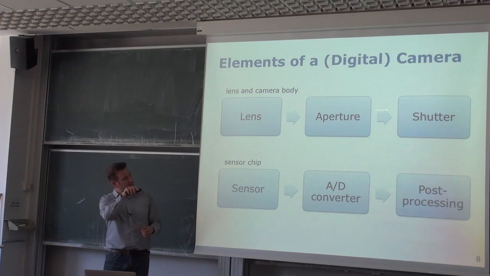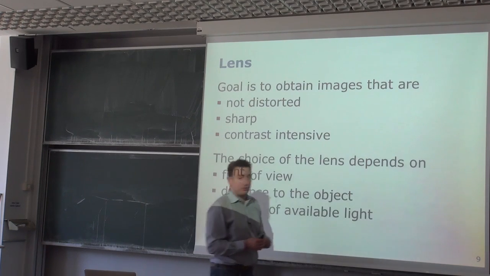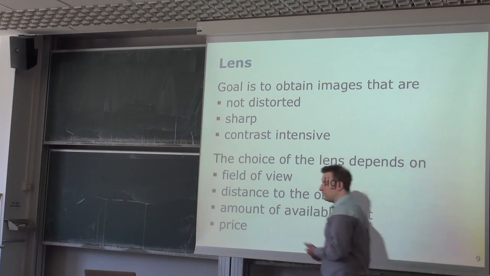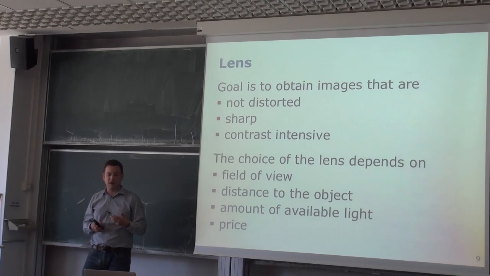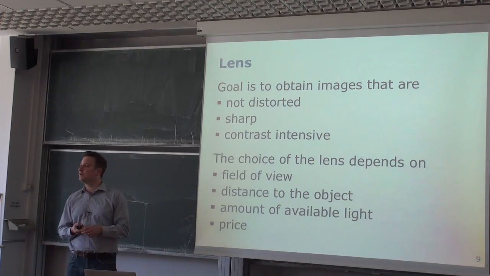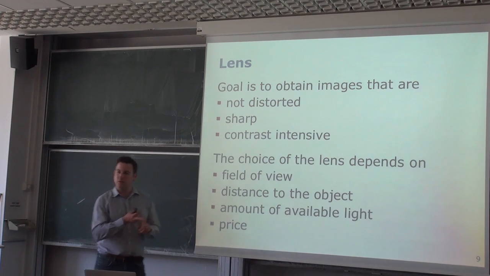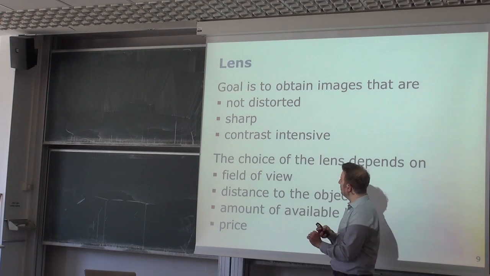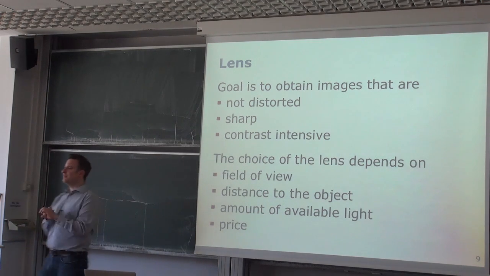Actually, we'll start from here and make a tour through the individual elements. So if we look at the lens, or in German Objektiv, that we typically mount in front of our cameras, the goal of those lenses is that we want to have undistorted images. So the higher the quality of the image, typically the smaller the distortion. We want to have a sharp image, as little blurry as possible, and we want to have a high contrast. Those are the key things which are important for the lens.